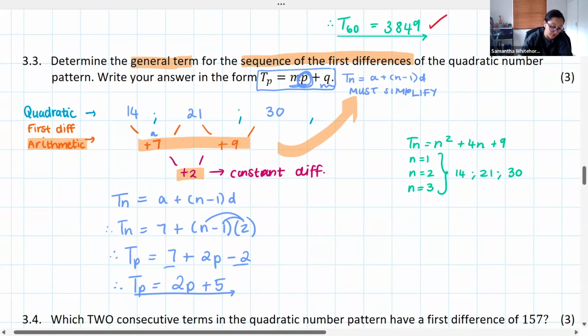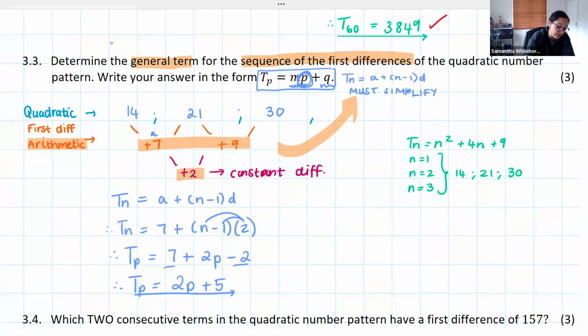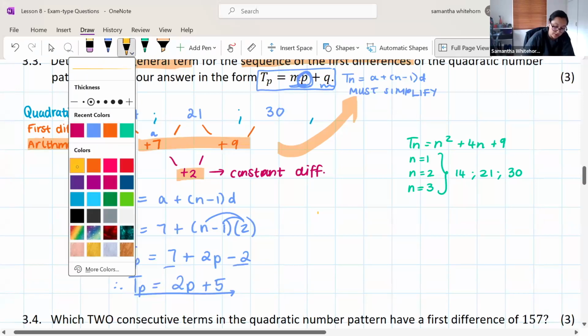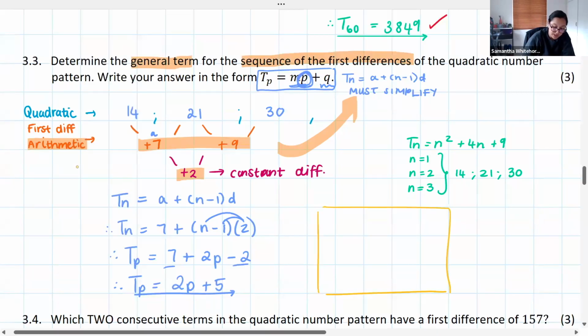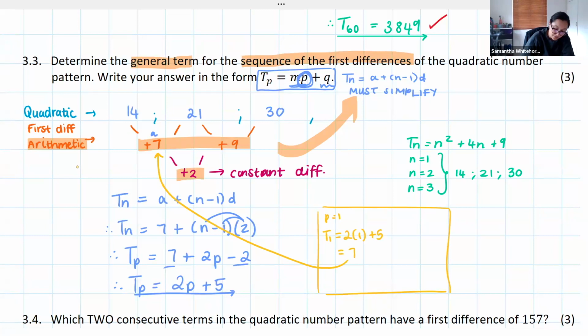Again, double check yourself if you're not too sure. You obviously don't have to write out the check. You can just do your check on your calculator. But if you do a check for yourself, substitute in P equals 1. So term 1 is equal to 2 times 1 plus 5. That's equal to 7. That is my first term. If we do term 2 is equal to 2 times 2 plus 5. That's 9. That is my second term. So I know that my formula is correct just through a quick check substitution.